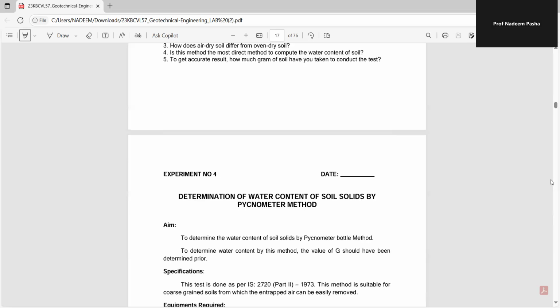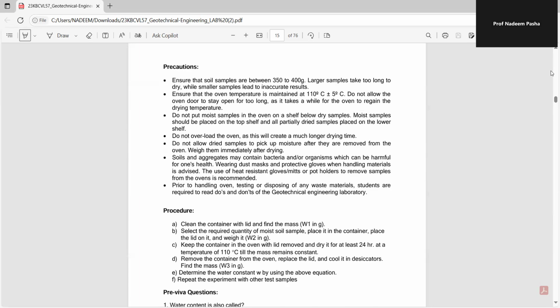So this completes our second experiment. In the next class, third experiment, sorry, we will see determination of water content by the pycnometer method.